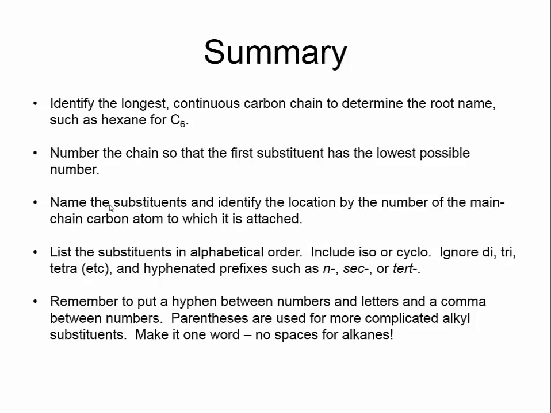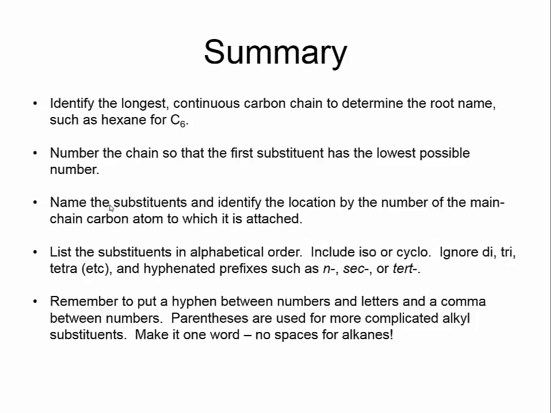So let's summarize what we've talked about with the alkane nomenclature. It's first important to identify the longest continuous carbon chain. This will not necessarily be left to right on the page. It might start bottom left and go to top right. It might circle around. You just have to look for it. We want to number the chain so that the first substituent has the lowest possible number. We're going to name those substituents and identify the location of them by the number on the main chain. So I might have a 3-methyl or a 2-ethyl.